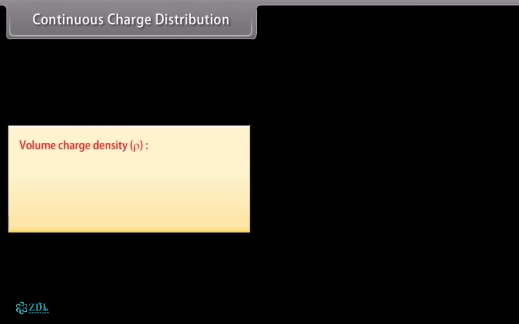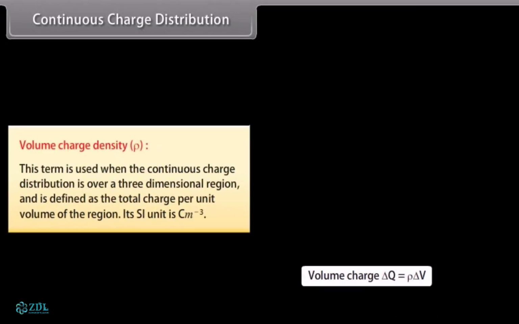Volume charge density, ρ. This term is used when the continuous charge distribution is over a three-dimensional region and is defined as the total charge per unit volume of the region. Its SI unit is Coulomb per meter cube.